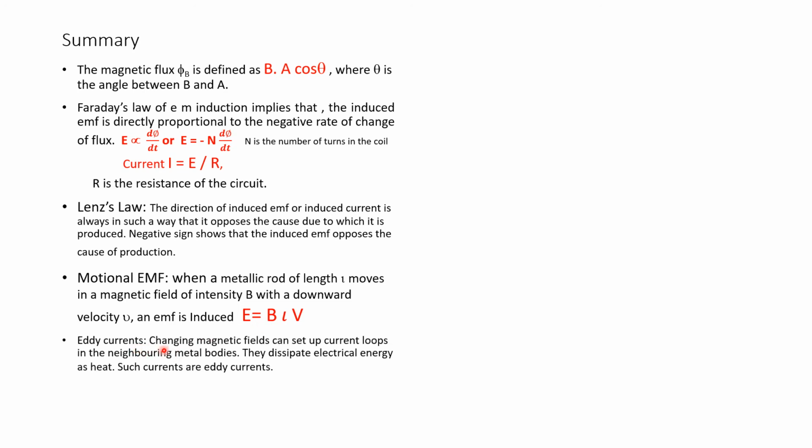Eddy currents. Changing magnetic fields can set up current loops in the neighboring metal bodies. They dissipate electrical energy as heat. Such currents are called eddy currents. That is, the changing magnetic fields are setting up current loops in the neighboring metal bodies. They dissipate electrical energy as heat. Such currents are eddy currents.